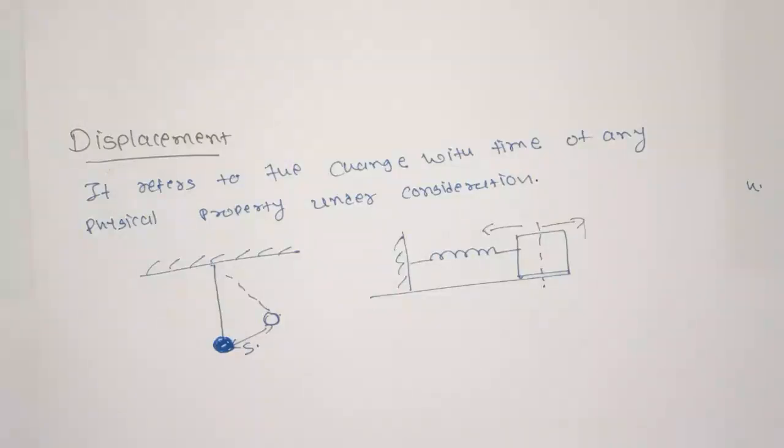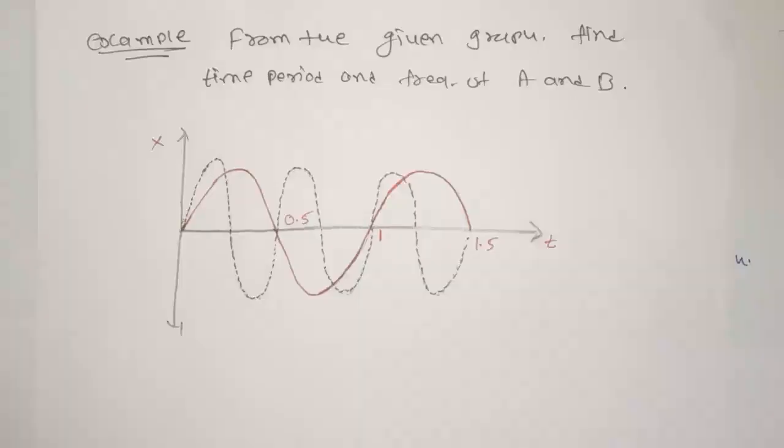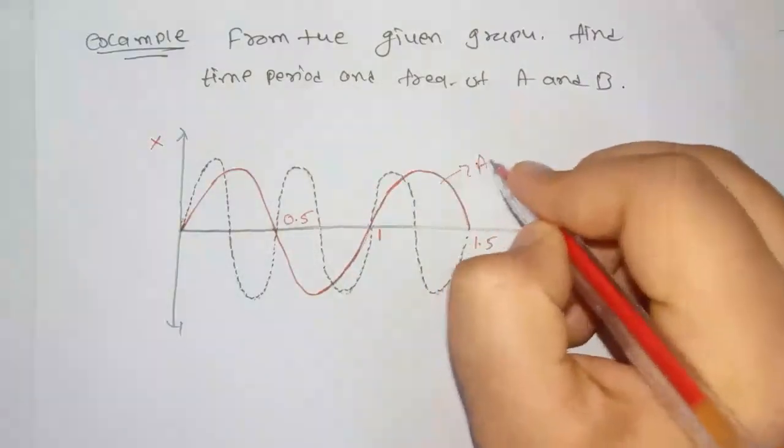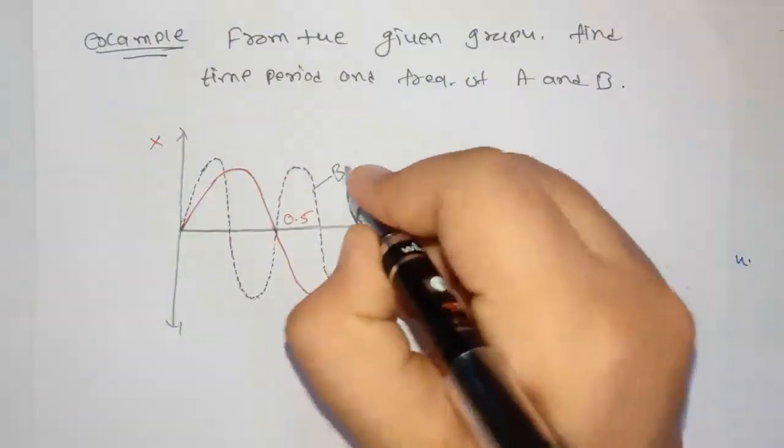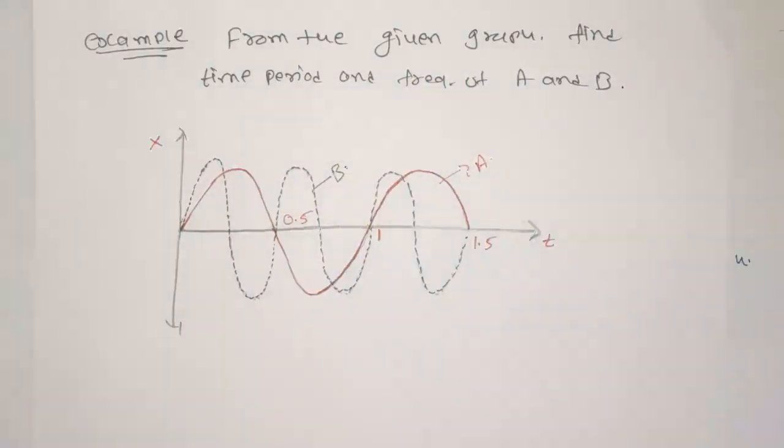In case of periodic motion, this displacement function is periodic with time. Let us see an example. There are two graphs for two different waves, wave A and wave B. The position time graph is given. We want to find the time period and frequency of A and B.